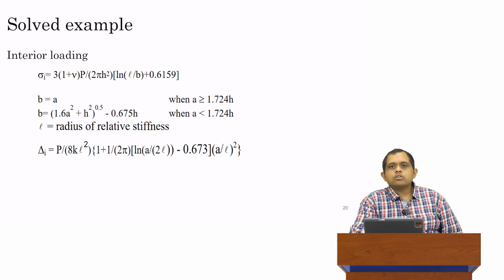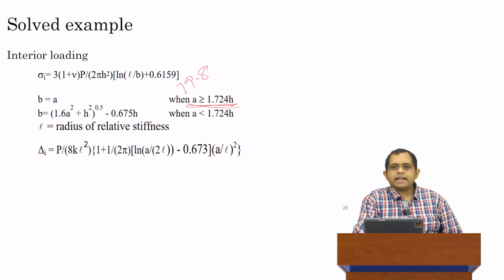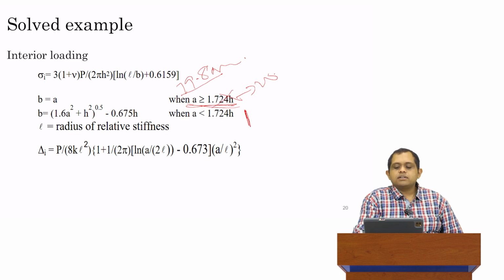Case 2 in Westergaard's theory was for interior loading. So here we have this. In interior loading, the first thing we have to check is we have to compare A to this particular value. So what we have here is A we are given as 79.8, H millimeters. H was 200. I think without even doing the calculation, you will agree with me that 79.8 is less than 200 into 1.724. So this condition is not going to be valid. This condition, on the other hand, is going to be valid, which means we have to calculate this particular term B.